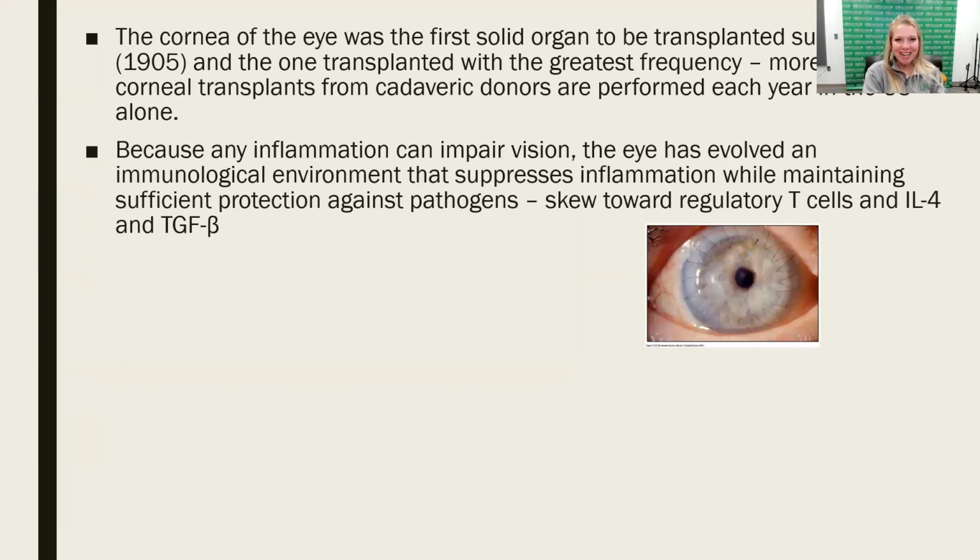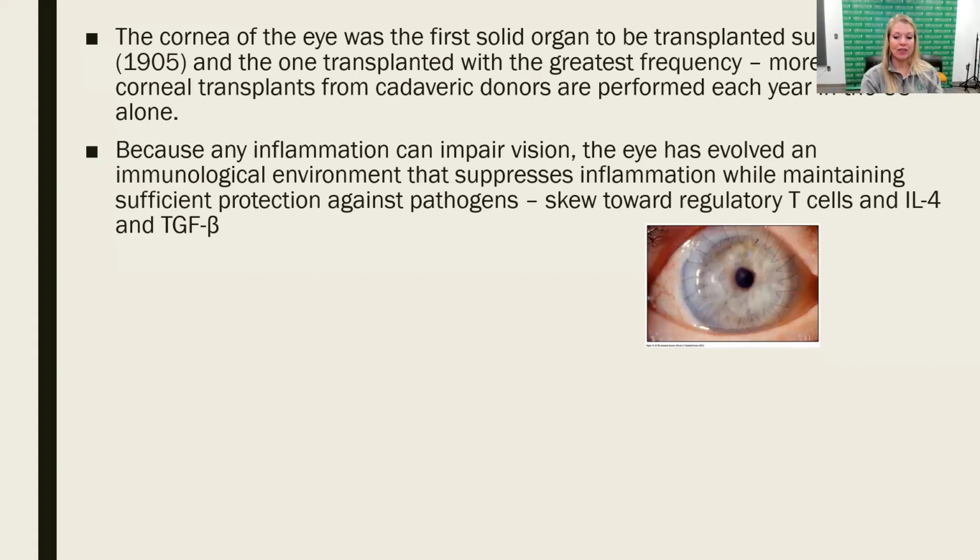The cornea of the eye was actually the very first solid organ transplant to be successfully done, and it is the most common solid organ transplant that is done today. More than 30,000 corneas are transplanted, and these corneas come from cadavers. So 30,000 a year, that's pretty crazy.